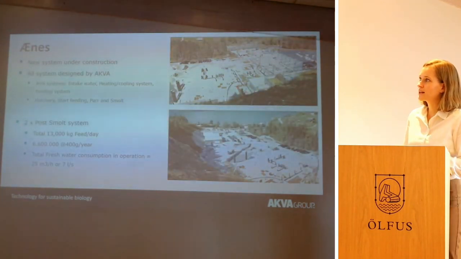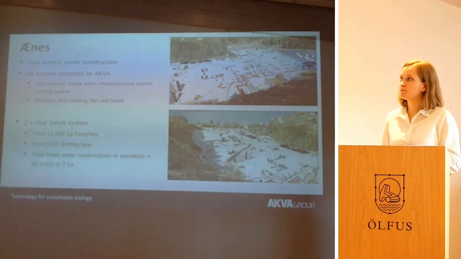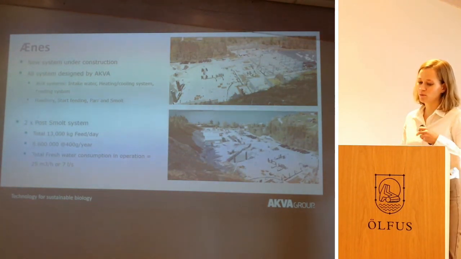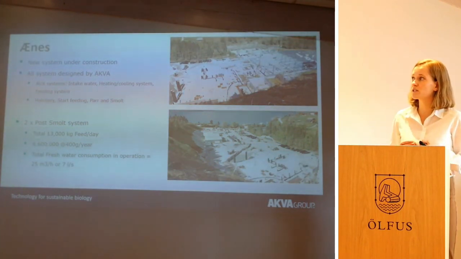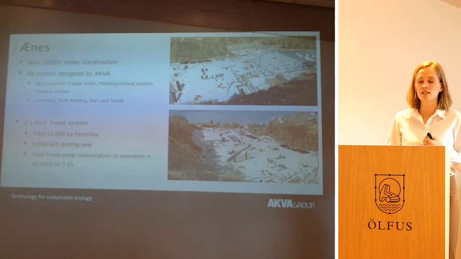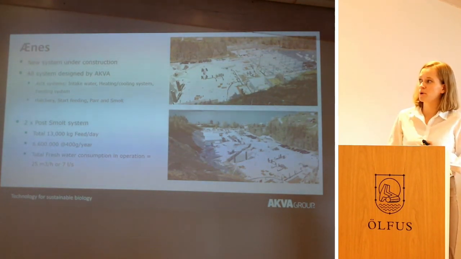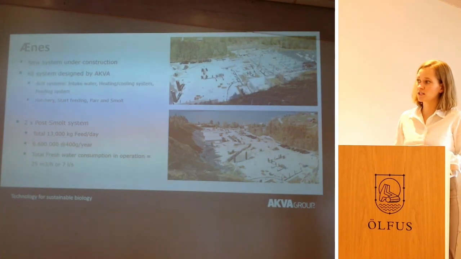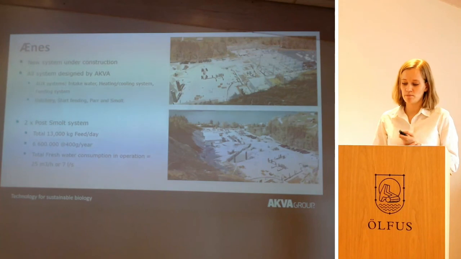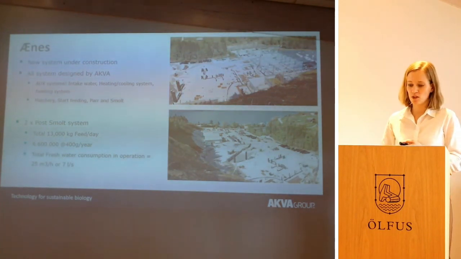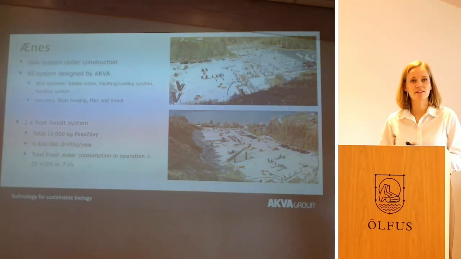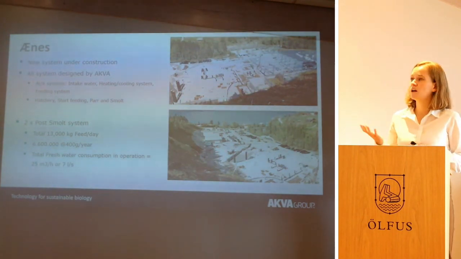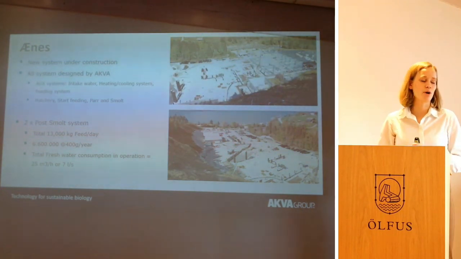And then the last one, Enes, which is also in Norway, a new system that we are also building, and we have delivered everything for this, both the auxiliary system, the intake water, heating and cooling and feeding system, and then hatchery, start feed power, and smolt RAS. They are expecting to produce 6.6 million fish with a max size of 400 grams each. So, yeah, we have some experience in this, but some of these systems are, of course, not up and running yet. We have other systems that are similar to this, just a bit older, but also up and running and very functional.